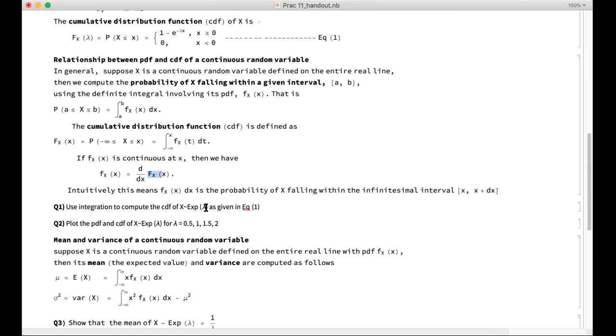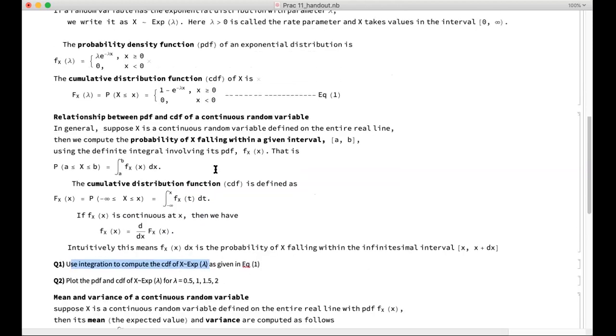All right, now based on that knowledge, can you compute the CDF of an exponentially distributed random variable and show that you get this part, 1 minus e to the minus lambda x? How would you do that?